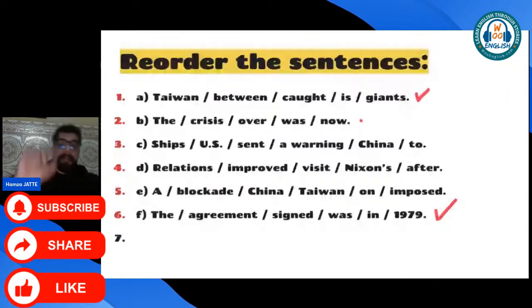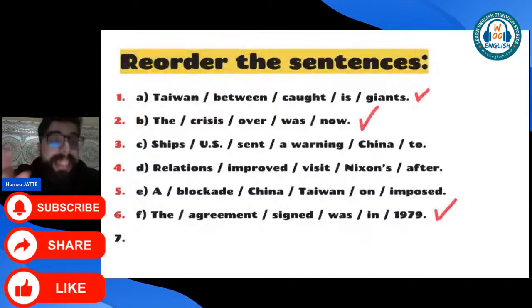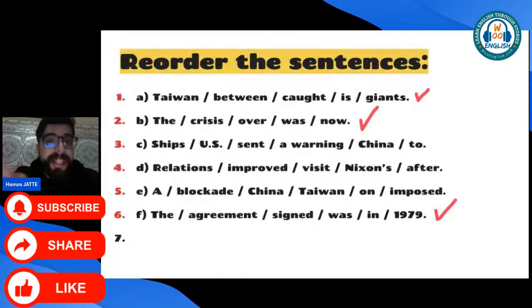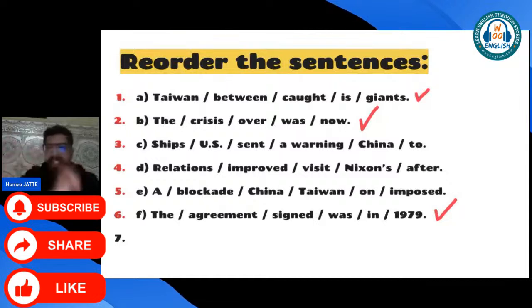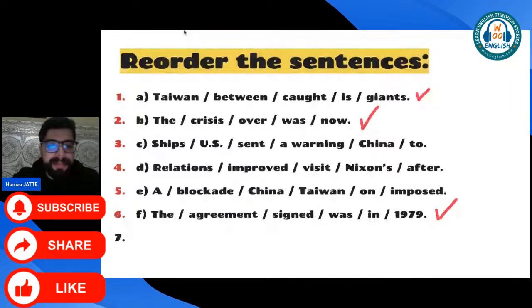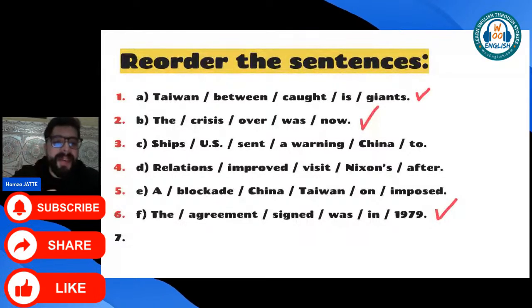And by the way, I want to tell you something. For words like now, they are very flexible, right? So we can say, now the crisis is over, or the crisis now is over, or the crisis is now over, or the crisis is over now. So now is very flexible inside the sentence. So we have done number 1, number 2, number 6. So we still have 3 more.